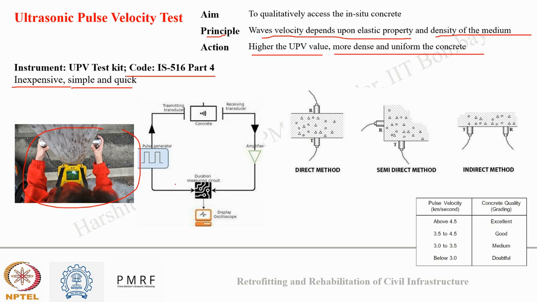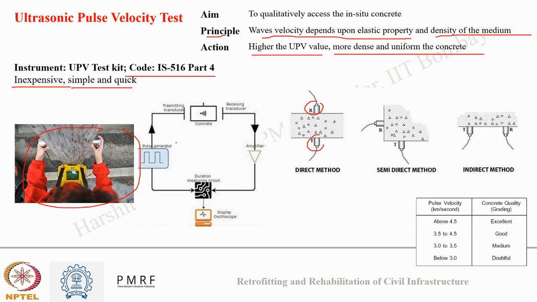So a UPV test consists of two probes. These are known as transducers: one to send the signal, represented by T, and a receiver to record the signal, represented by R. What makes these probes unique is that they are made of piezoelectric material. So, what does this mean? Piezoelectric materials are those which can convert mechanical energy into electrical energy and vice versa.